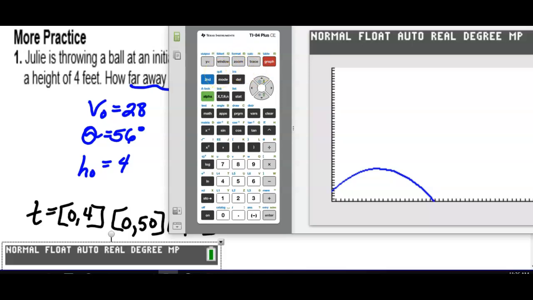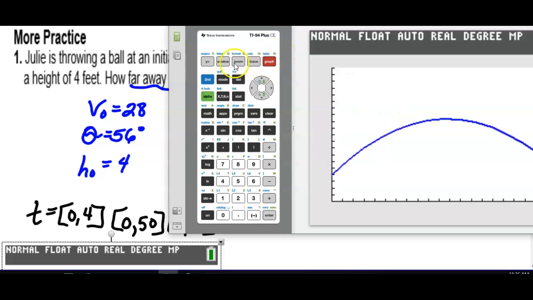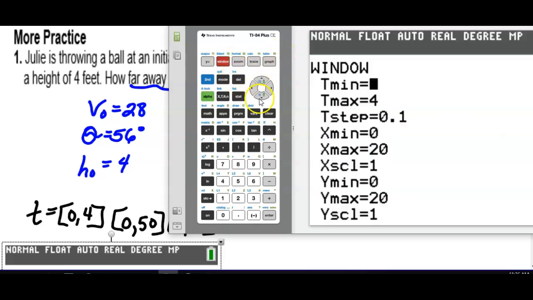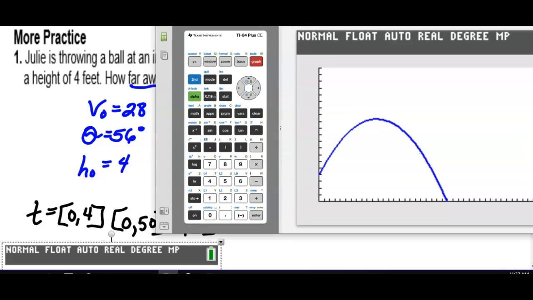All right, I'm going to quick change this window a little bit so it's clearer. I hope 20 is enough in either direction. Oh, of course not. X needed to be more like 40. All right. So there's my picture.